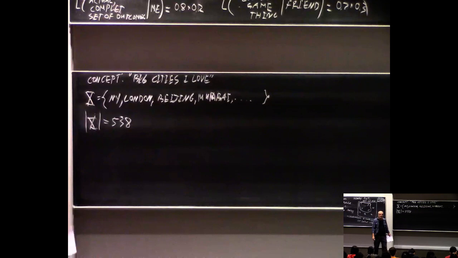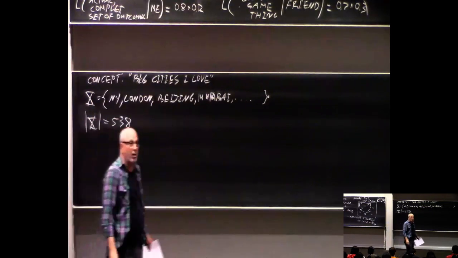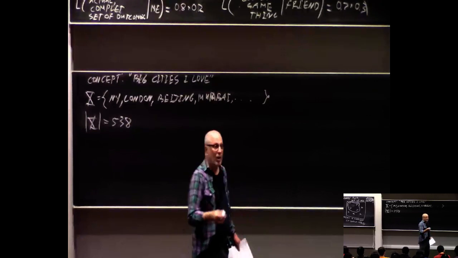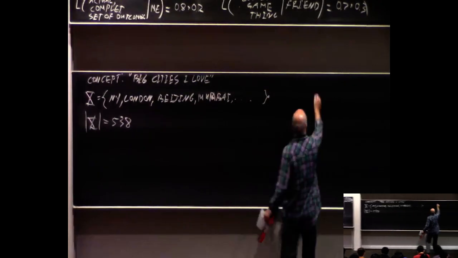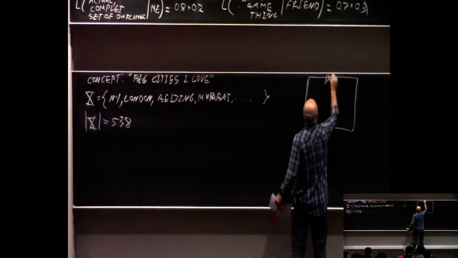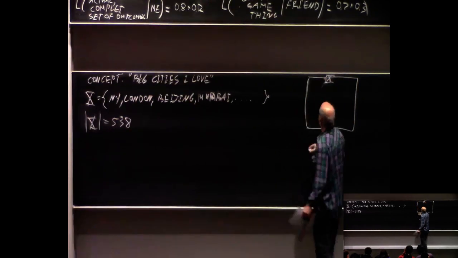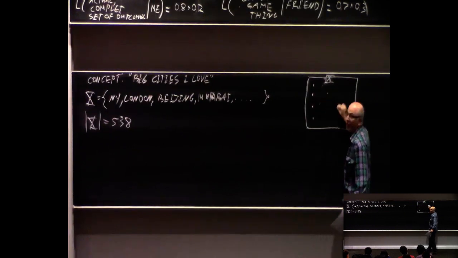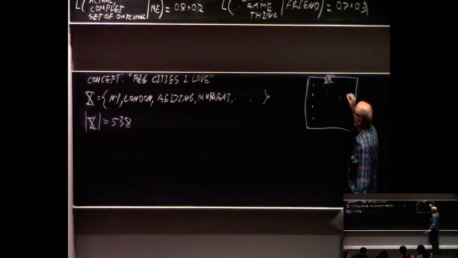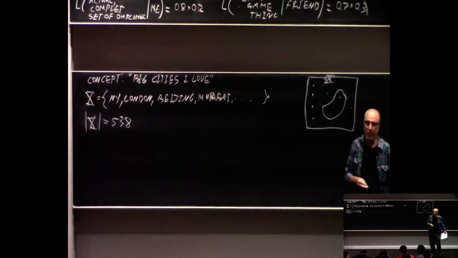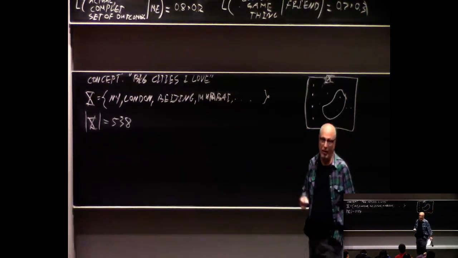I can represent this particular concept. I'm not talking about learning now. I'm just talking about representing the concept in several ways. I can draw a box of all cities, all such big cities, of which there are 538, and I can put a circle around those that I love. That's a subset of the cities that I love.